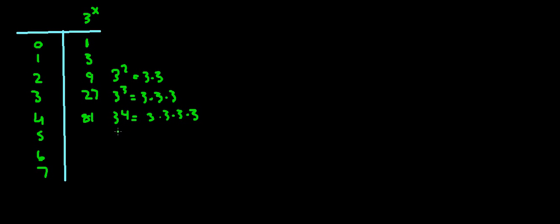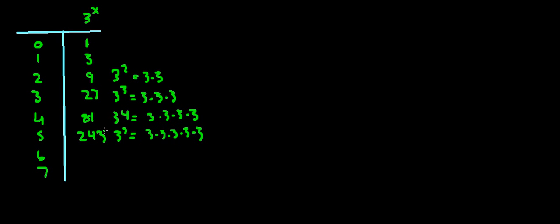Now for the fifth, this is going to be 3 to the fifth. This is going to be 3 multiplied by itself 5 times. So it's going to be the same, 3 times 3 times 3 times 3 times 3, multiplied by an additional 3. So it's going to be 81 times 3. This would be 243? 241? No, 243. Yeah, I did that right. 243.